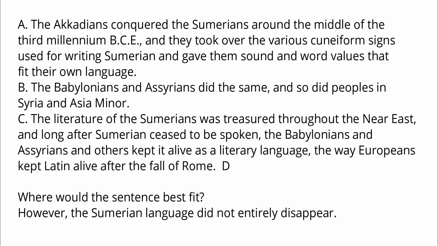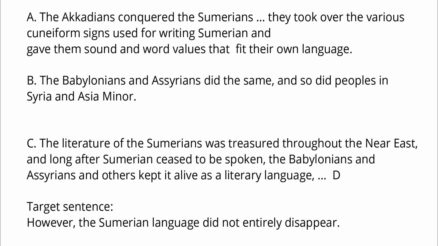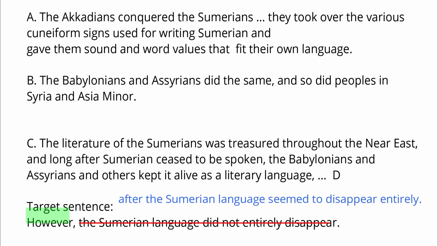Where would the sentence best fit? However, the Sumerian language did not entirely disappear. The target sentence says the Sumerian language did not entirely disappear, and this idea is marked by however. This means that the preceding sentence must have been talking about the fact that the Sumerian language almost disappeared. With this, let's look at each sentence.